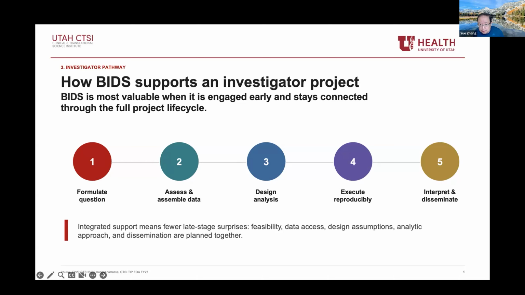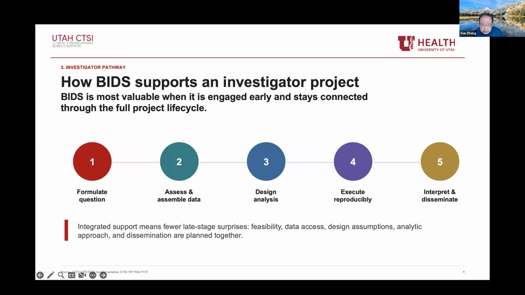The third step is designing the analysis. This is where biostatistical and data science expertise are especially important, including the study design, causal inference, predictive modeling, machine learning, or other more advanced quantitative methods. The fourth step is executing the work reproducibly. That means a documented workflow, version controlled code, reusable analytical pipelines, and transparent assumptions.